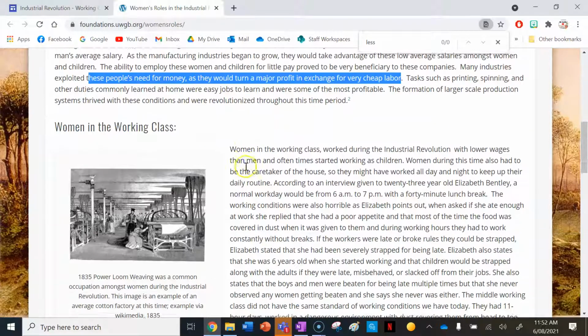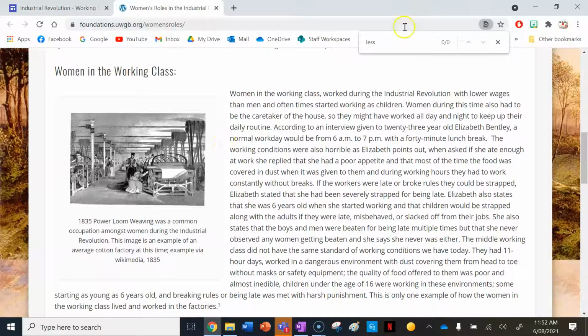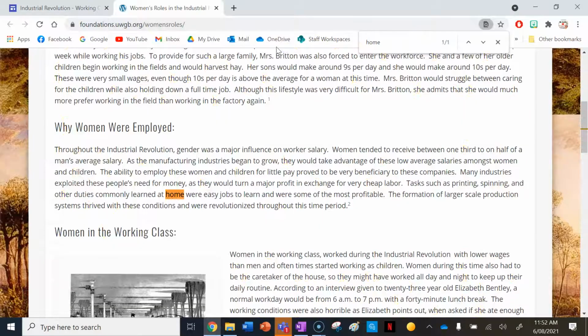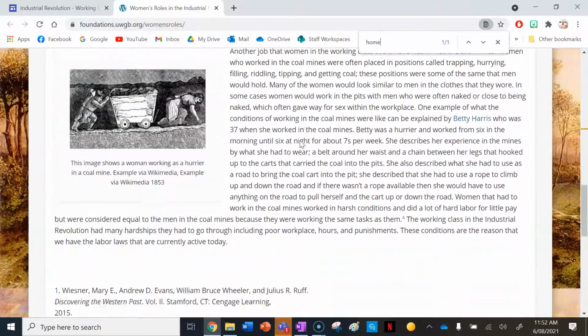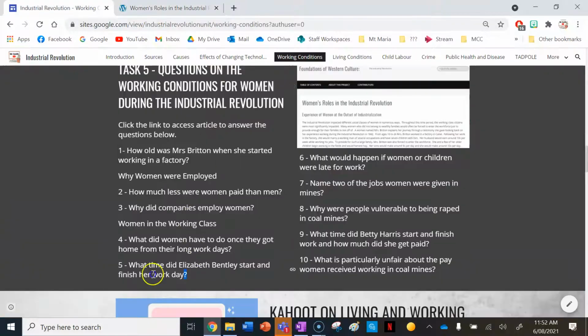Number 4, I've got women in the working class. So this is where my answer is going to start here. What did women have to do once they got home from their long days? So I'm going to say home. Well, it doesn't actually appear there. But I do know that the answer is when they got home, this is about their lunch break, and when they got home, they had to look after the children.